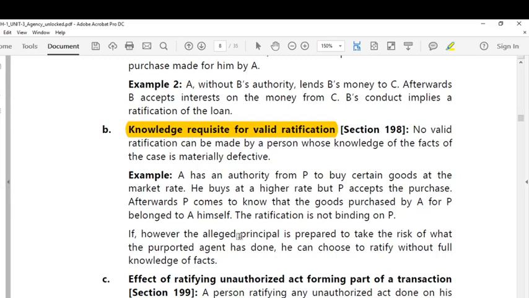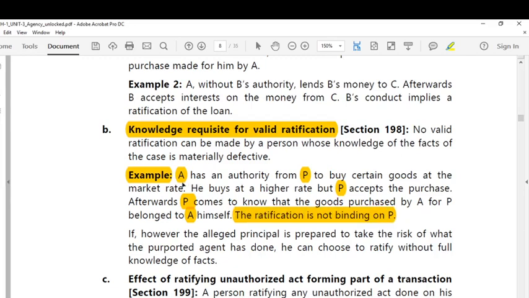If not, then it is materially defective, right? Let us see an example where you will have a better understanding. A has an authority from P to buy certain goods at the market rate. He buys at a higher rate, but P accepts the purchase afterwards. P comes to know that the goods purchased by A for P belonged to A himself. The ratification is not binding on P.